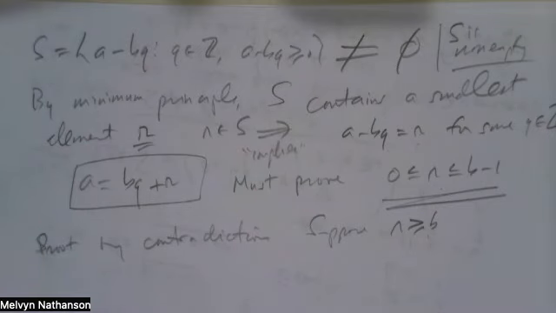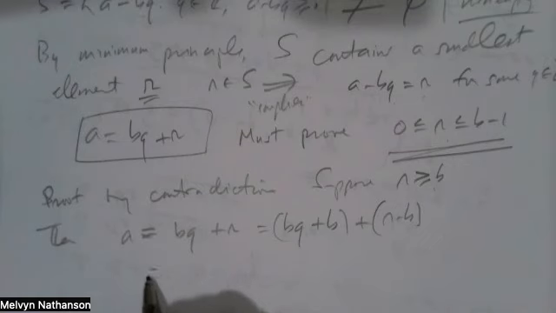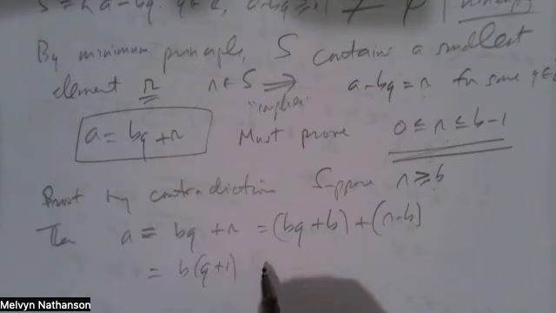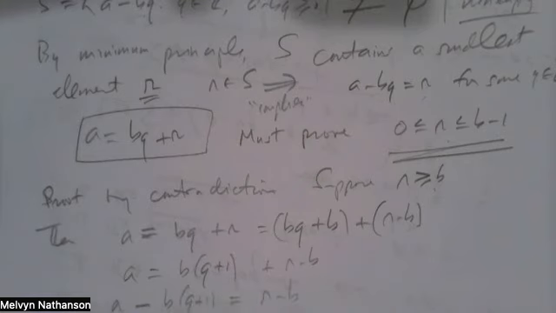But then, what can we say? So then, A is BQ plus R. Then we write this as BQ plus B plus R minus B. I just added and subtracted B. This is B times Q plus 1, plus R minus B. So if I subtract this from both sides, A minus B times Q plus 1 is R minus B.